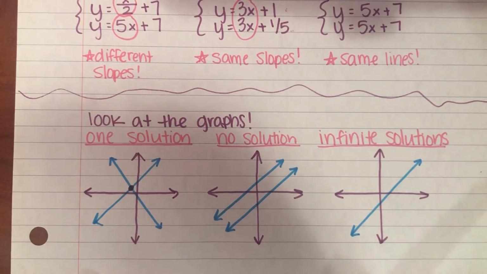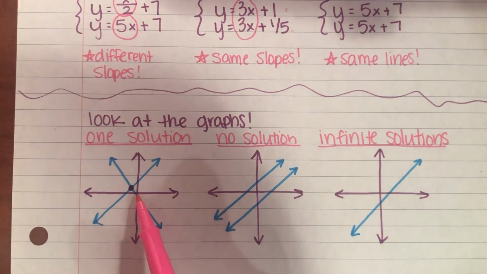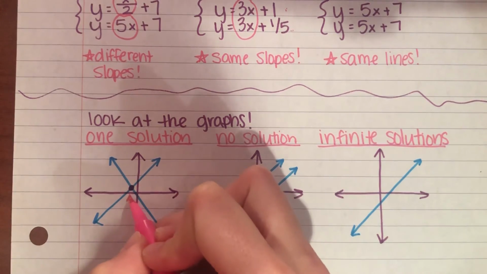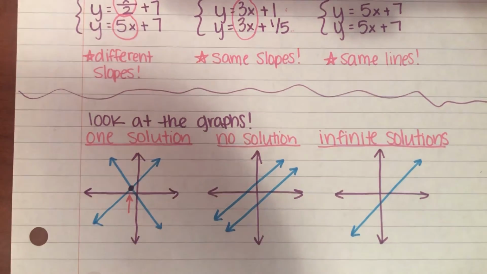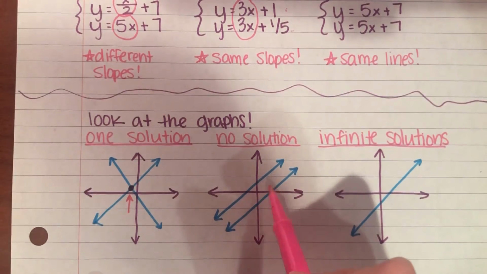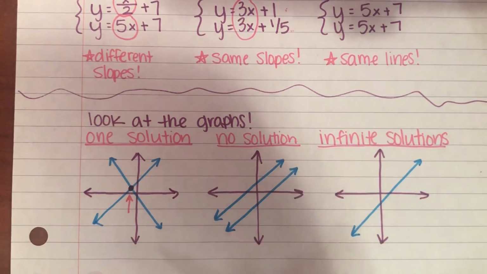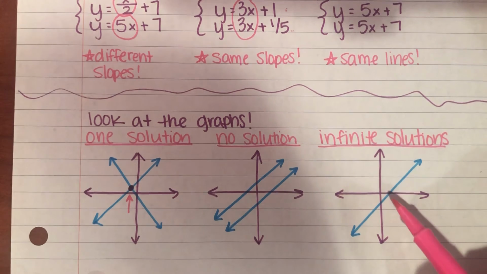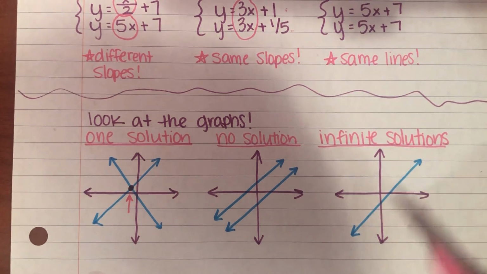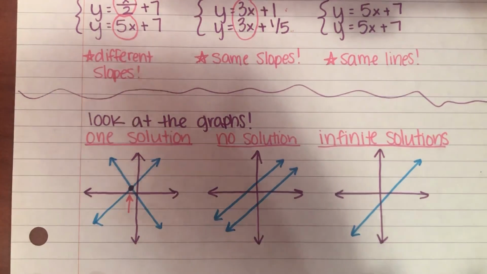And so if we look at a few graphs, this is an example of a graph with one solution. Our solution is where our 2 lines intersect. Here is an example of a graph with no solution. Notice that both lines are parallel, so they will never ever cross. And lastly, we have an example of a graph with infinite solutions. It looks like one line, but it's really just 2 lines in the same exact spot.